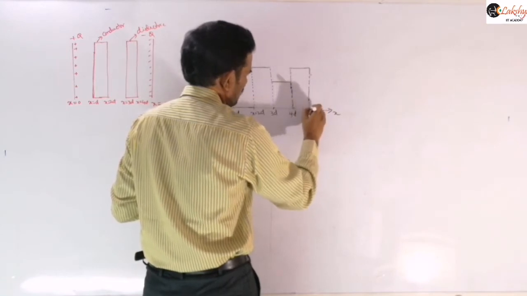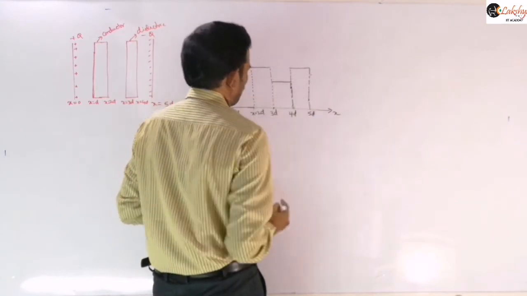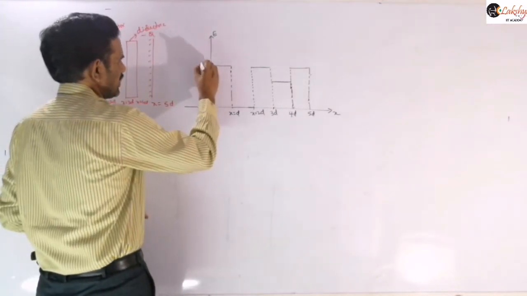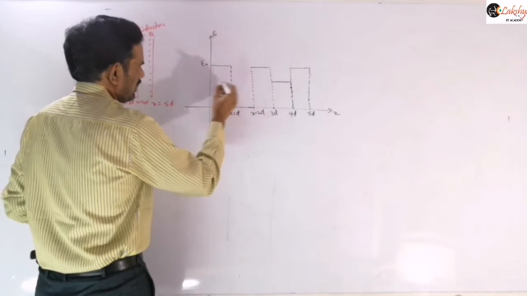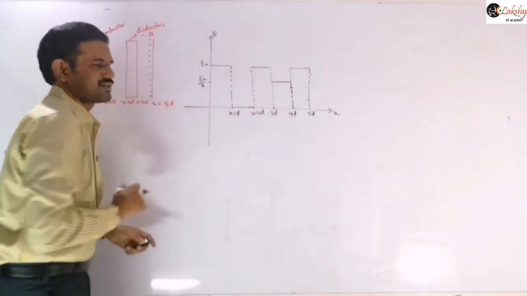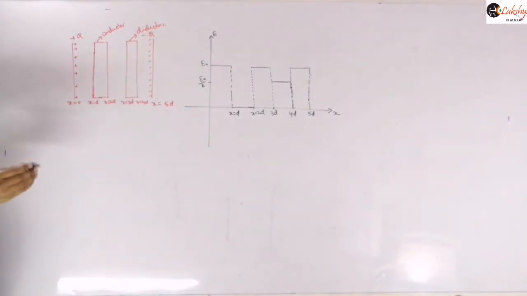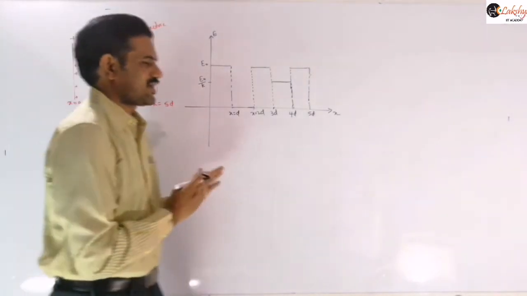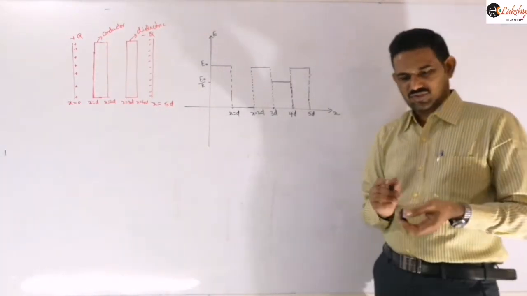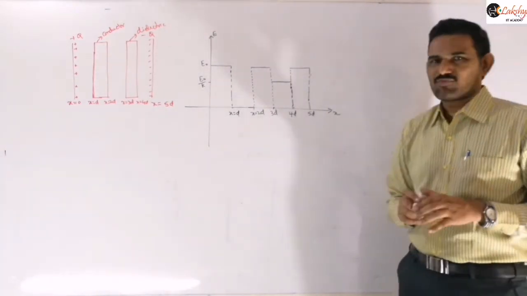So this is from x equal to 0 to x equal to 5D. The variation of the electric field will be like this. Suppose here you may consider this as E naught, then corresponding to this you will get E naught by K, where K is the dielectric constant of the medium. So this is the variation of the electric field when you are traveling from x equal to 0 to x equal to 5D, or from positive plate to negative plate.